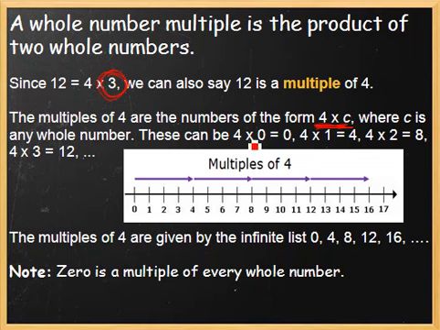Therefore, if we take 4 times 0, we get 0. 0 is a multiple of 4. 4 times 1 is 4, so 4 is a multiple of 4. 4 times 2 is 8, so 8 is a multiple of 4, and so on. The multiples of 4 are an infinite list that includes 0, 4, 8, 12, and 16. Note that 0 is a multiple of every whole number.